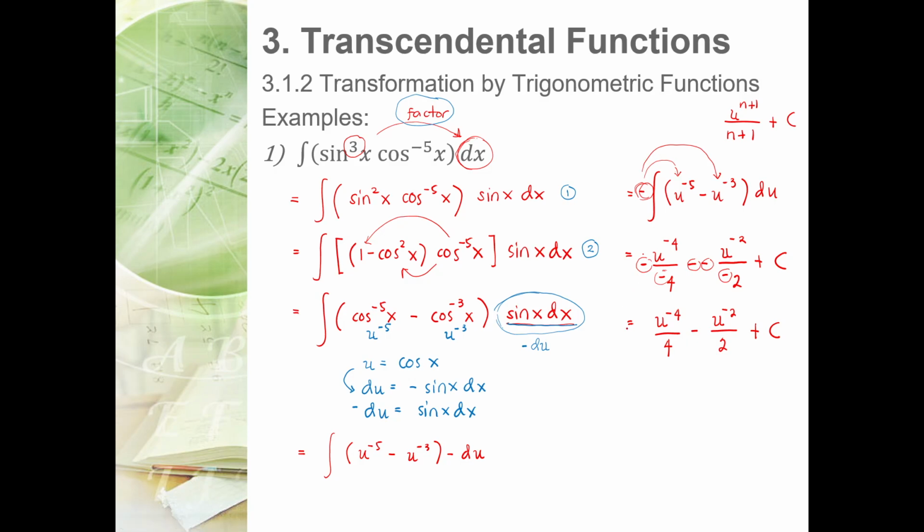So don't forget to bring back the value of the u parameter, which is cosine x. So our final answer would be cosine to the negative 4x all over 4 minus cosine to the negative 2x minus 2 plus c. So this is your final answer.